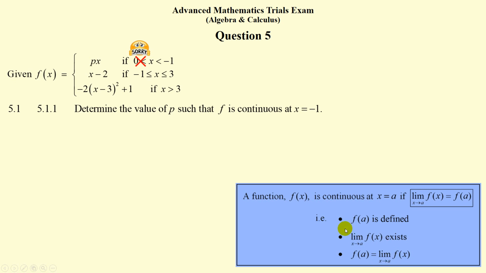Now, even this goes one step further. A limit only exists if it has a left and a right limit. They must be equal to one another, or that limit doesn't exist. And that's actually what we're going to use here. The right limit of f of x, so this is at x equals minus 1. On the right of x equals minus 1, we've got x minus 2. Therefore, minus 1 minus 2. I'm substituting minus 1 into this. On the left of minus 1, we have px, which means I have to substitute minus 1 into px.